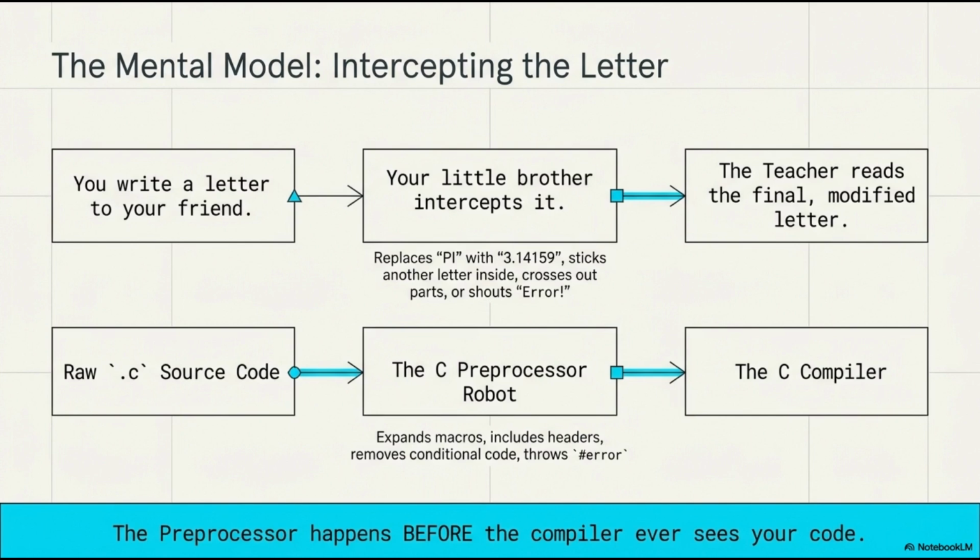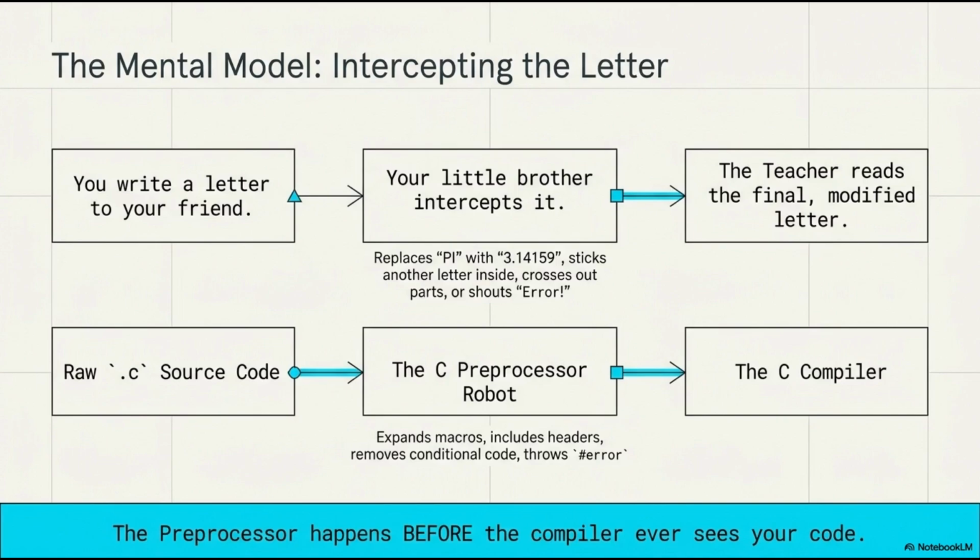This is the exact three-step flow of C programming. You have your raw .c source code. The preprocessor robot intercepts it to expand your macros and include headers, and only after all that does the C compiler actually see the code. The preprocessor happens entirely before compilation even starts.